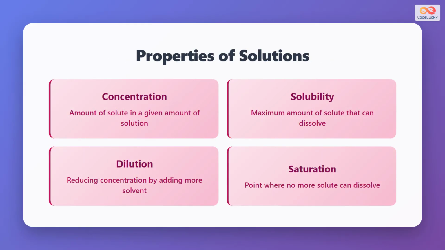Solutions have several important properties that chemists study. Concentration refers to the amount of solute present in a given amount of solution. Solubility is the maximum amount of solute that can dissolve in a solvent at a specific temperature and pressure. Dilution is the process of reducing the concentration of a solution by adding more solvent to it. And saturation is the point where no more solute can dissolve in the solvent at that temperature, meaning the solution has reached its maximum capacity for holding the solute.